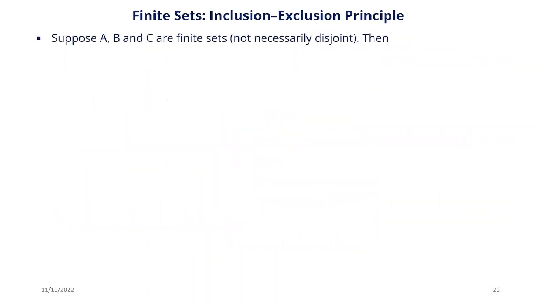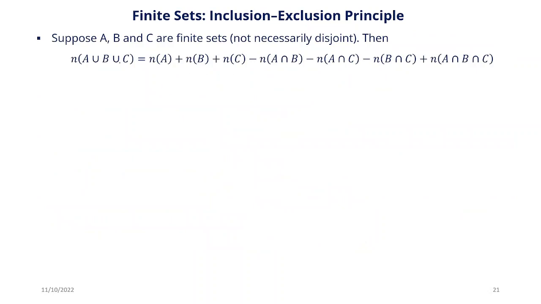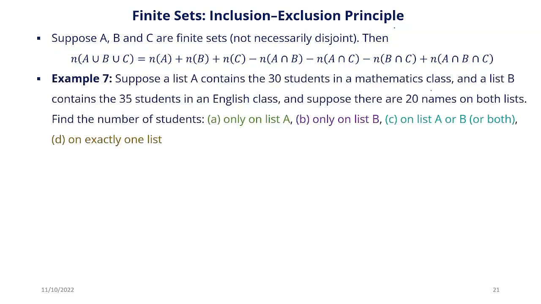So suppose A, B, and C, we are extending it further now to 3 sets. The previous one we dealt with 2 sets. Then the number of A union B union C is the number of A plus the number of B plus the number of C minus the intersection of A and B minus the intersection of A and C minus the intersection of B and C plus the number of A intersection B intersection C. We see that in an example.